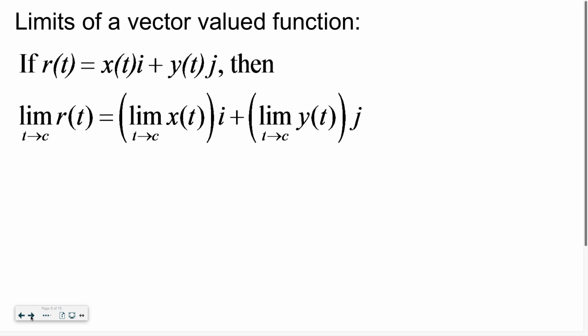Okay. We can take the limits of vector valued functions, just like we can with normal functions. If I ask you to calculate the limit of a vector valued function, then you basically take the limit of the horizontal component separately from taking the limit of the vertical component. It's not very exciting. I bet you could have figured that out without me telling you, but I'll let you know.